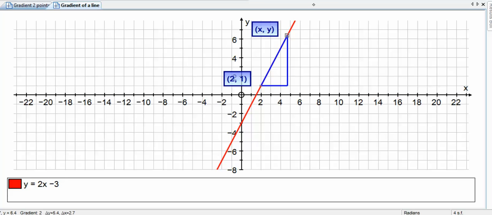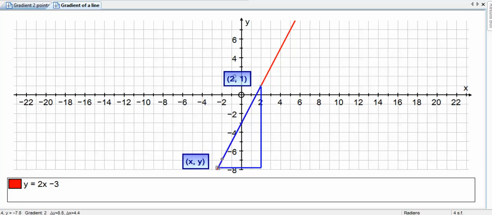So let's consider this line here. It has gradient 2, and let's say we know it goes through the point (2, 1). So any other point on the line will move like this, because we have to have gradient 2. So we have this variable point, which we can call (x, y), and by joining up all of these possible points, we create the line, always having gradient 2.